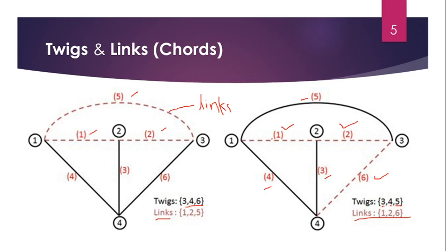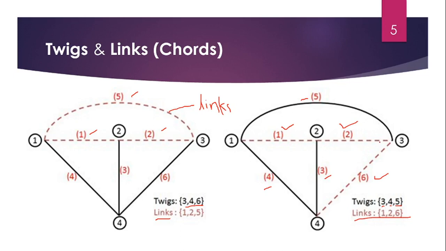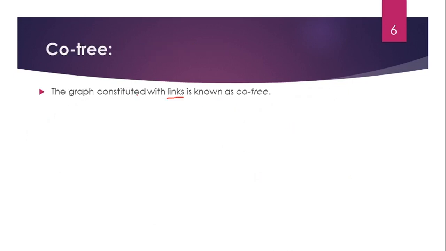Also we may say that the branches which are not part of the tree, which make a subgraph, are known as your cotree, the complement of your tree. Look at here. What is a cotree? The graph constituted with links. And what is meant by links? Links are the branches which are not part of the tree. So whatever the dashed lines you find here are the links, and these links make a graph. That graph is known as your cotree.